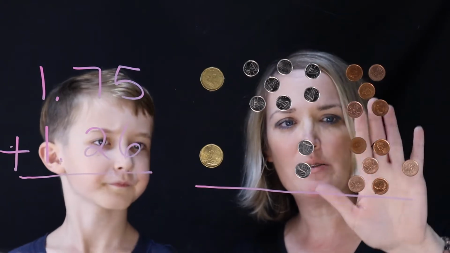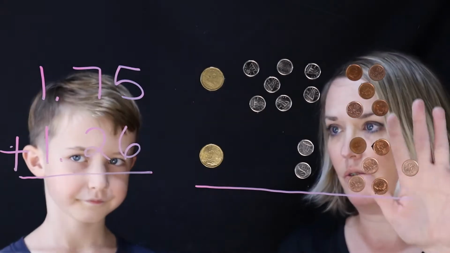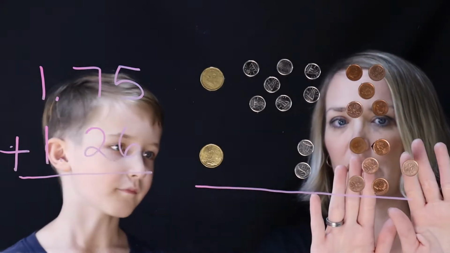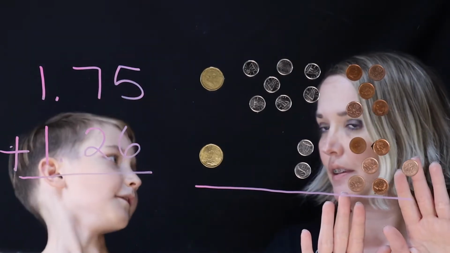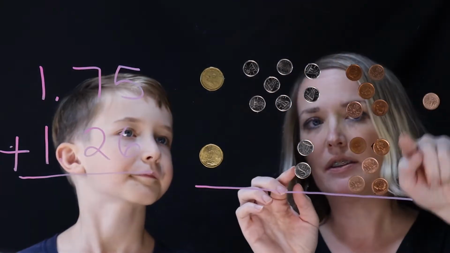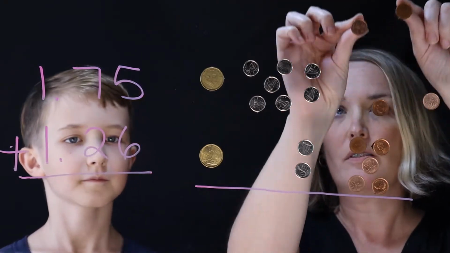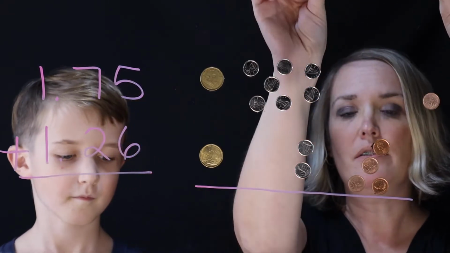So we have 5 pennies plus 5 pennies plus another penny. So 5 plus 6. How many pennies is that going to give us? It's 11 cents. But you know what? I'm going to swap out these 10 pennies for actually a dime. Okay. So let's go ahead and do that.